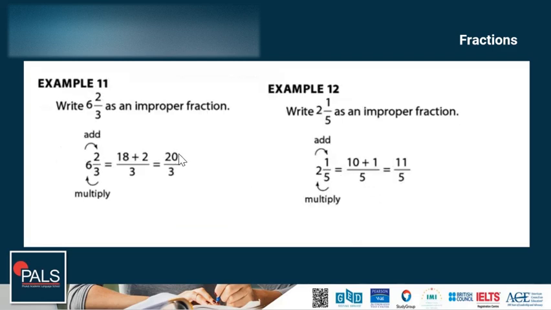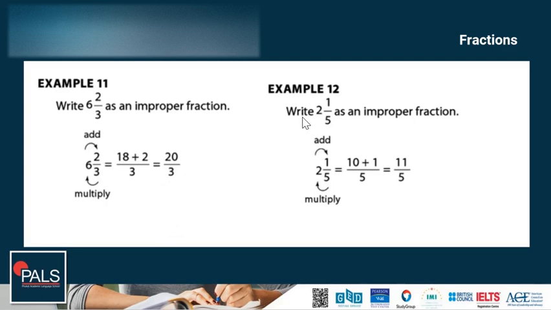Let's continue with example 11. Write 6 and 2 over 3 as an improper fraction. So this one is from mixed number to improper fraction. So 6 and 2/3. All you need to do is multiply the whole number to the denominator. So 6 times 3 is 18, and then add the numerator. So 18 plus 2 is 20 over the denominator 3.